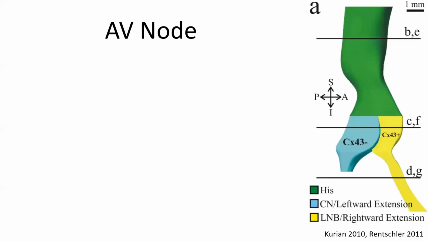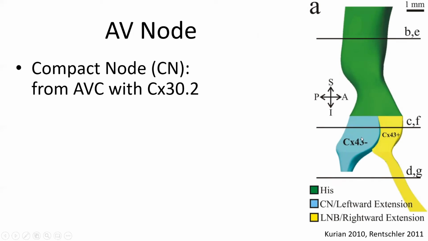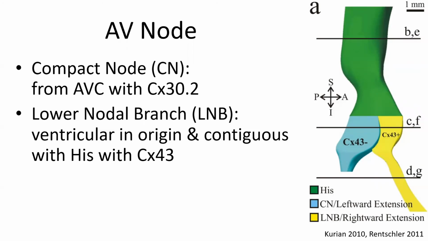The AV node, which I've really been describing as the compact node shown here in blue, arises from the AV canal and expresses this slow conducting connexin 30.2, which gives the hallmark function of the AV node of delaying the signal to the ventricles. But adjacent to it, as shown here in yellow, is the lower nodal branch, which is actually ventricular in origin and also continuous with the AV bundle.